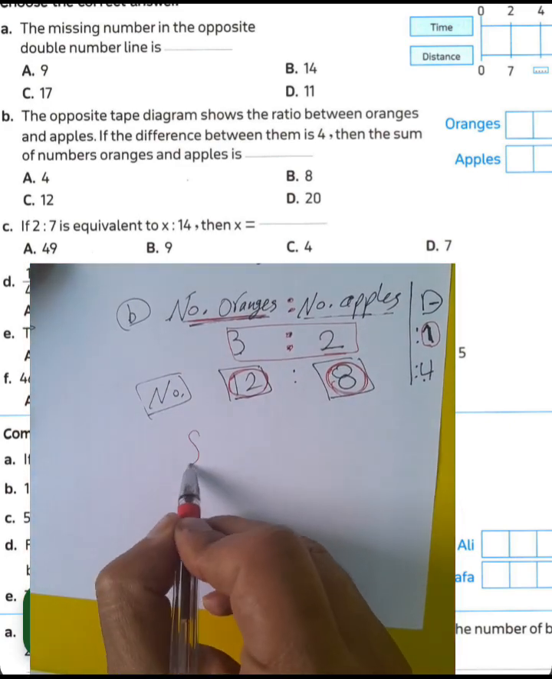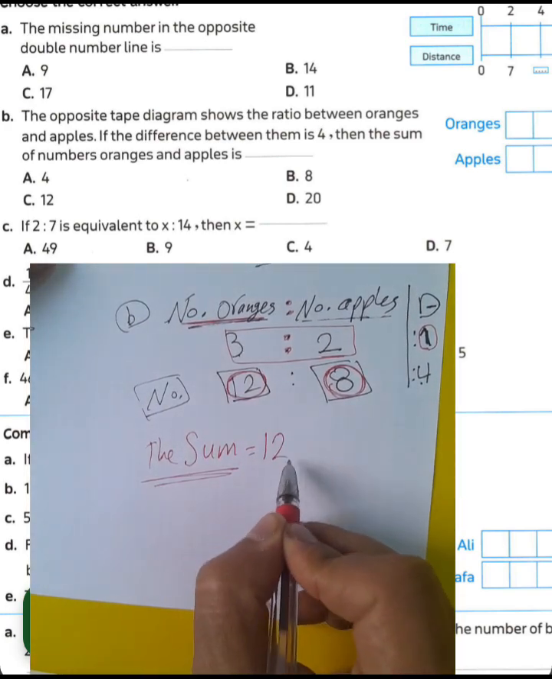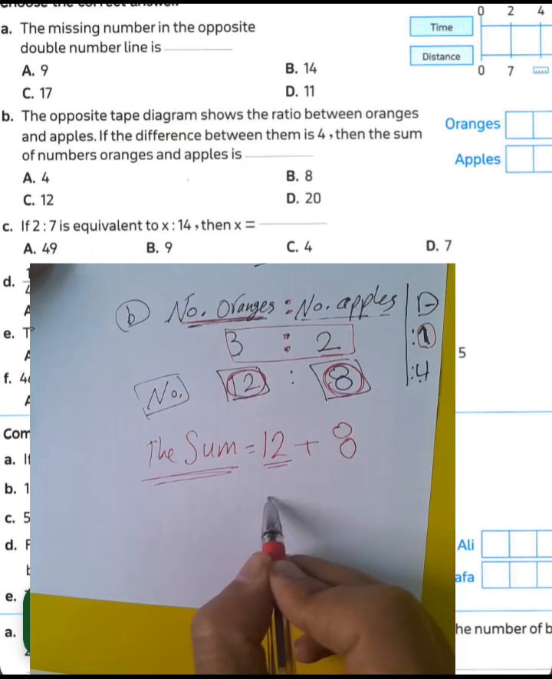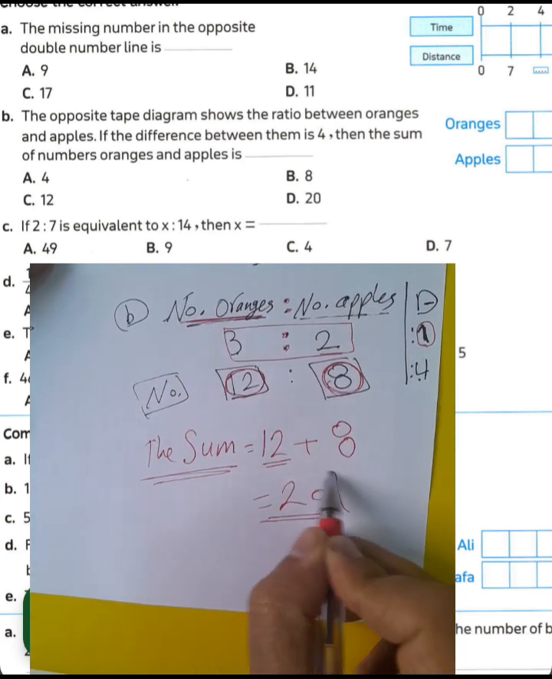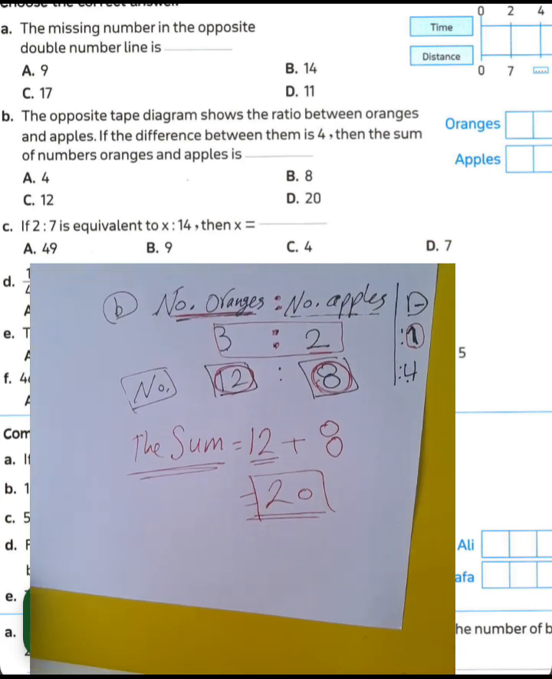And then you want to find the sum of them. We can add the number of oranges, 12, plus the number of apples. The sum of them will be 20. 12 plus 8 equals 20. Choose letter D about question B. Okay, question letter C.